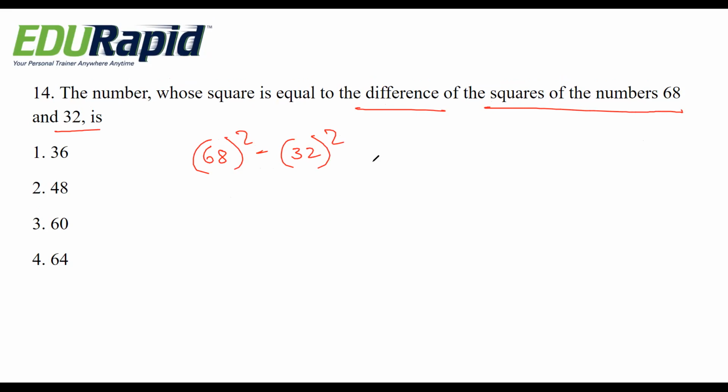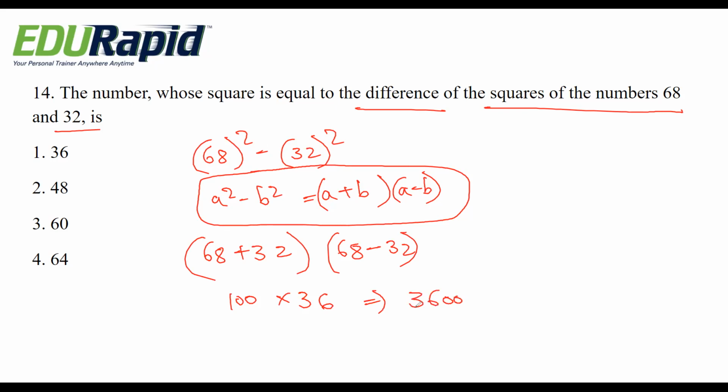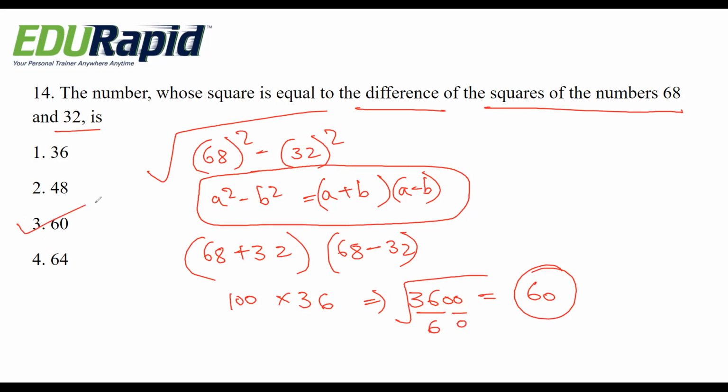This is in the form of a square minus b square. You know that it is a plus b into a minus b. Expand it: 68 plus 32 into 68 minus 32. So 100 into 36, which becomes 3600. Also they are asking for the square root of that number. The square root of this is 60. The 36 becomes 6 and the 00 becomes a single zero. That is option 3.